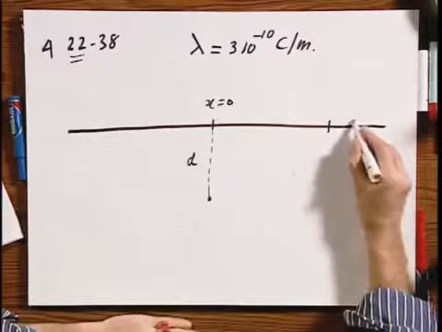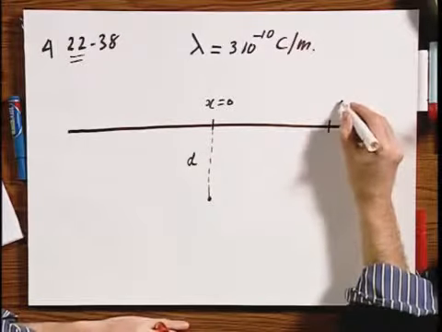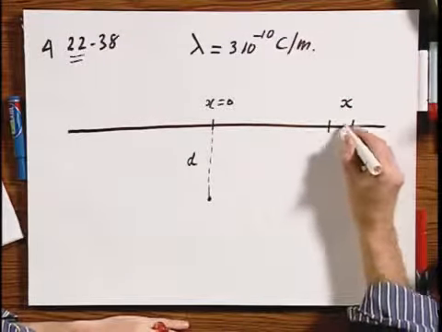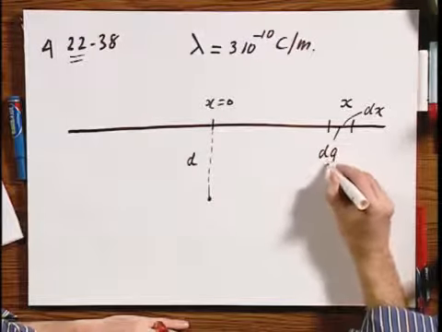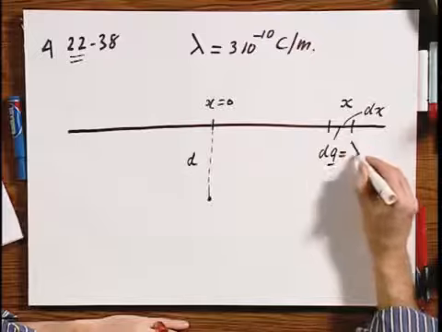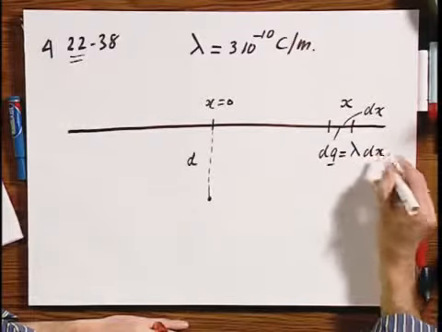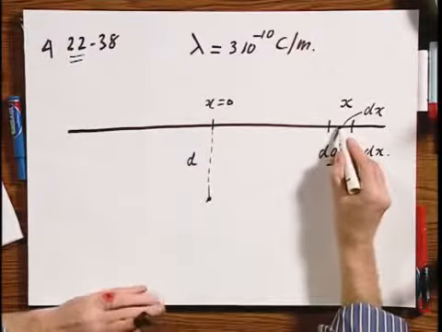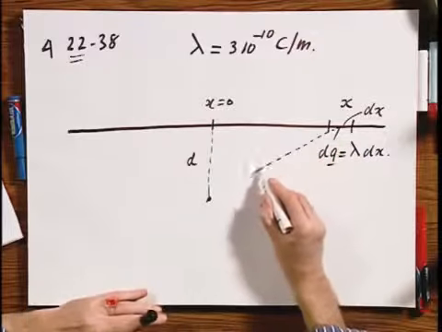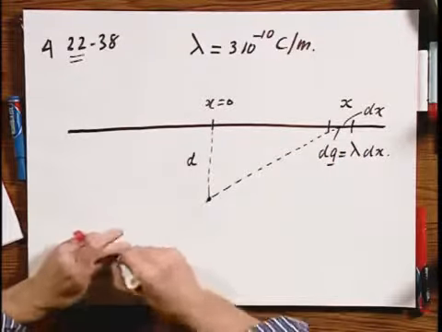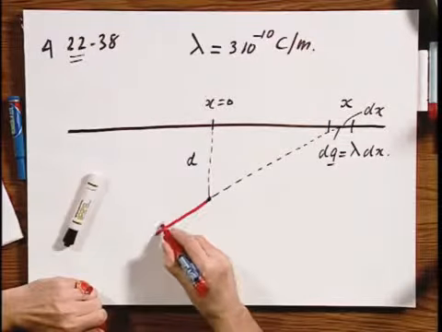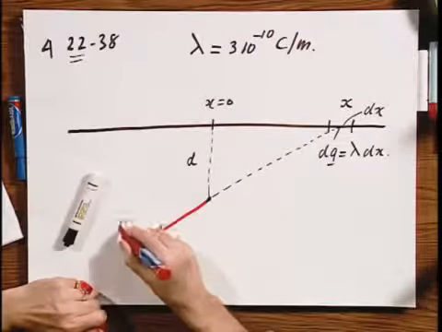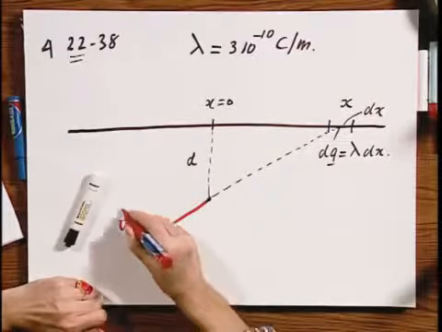The nasty way. Here I select at location x a small element dx, which therefore contains a charge dq, which is lambda times dx. This little charge element alone will produce at this location an electric field in this direction, which I will call dE.